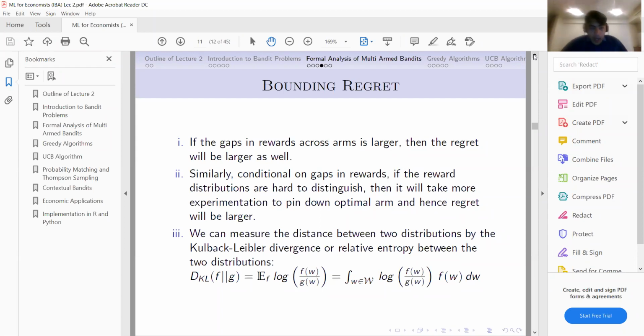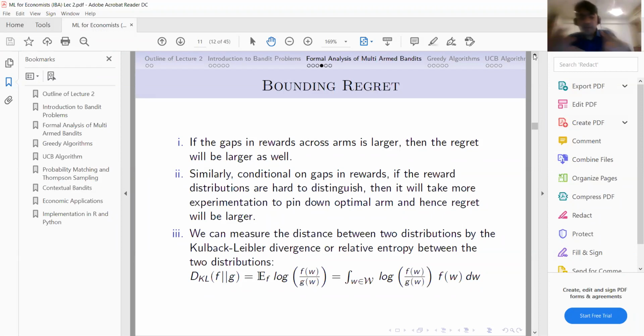There are two things which make the bandit problem hard. If these things are more likely to be true, then you have a harder bandit problem to solve, and it may take more time to solve. If the gaps in the rewards across arms are very large, then the regret will be larger as well, right? Then the exploration-exploitation trade-off is really binding, really strong, because there's a lot of variation across the probability of rewards across these arms.